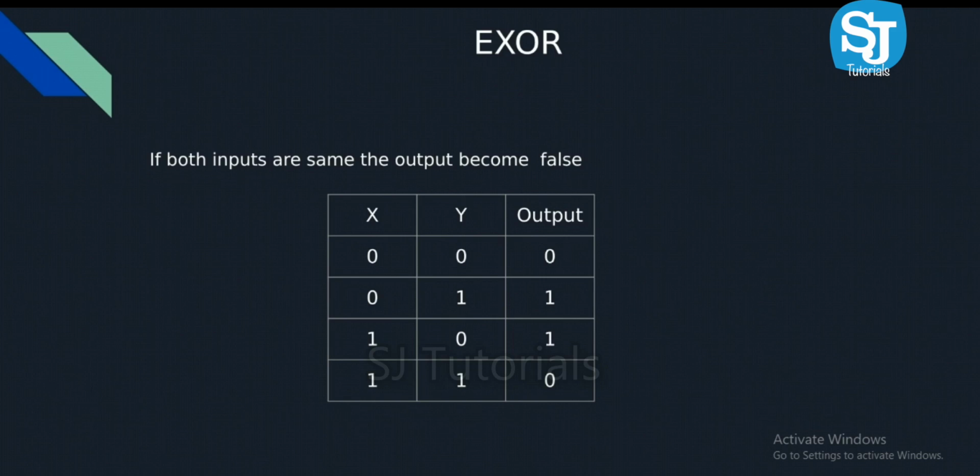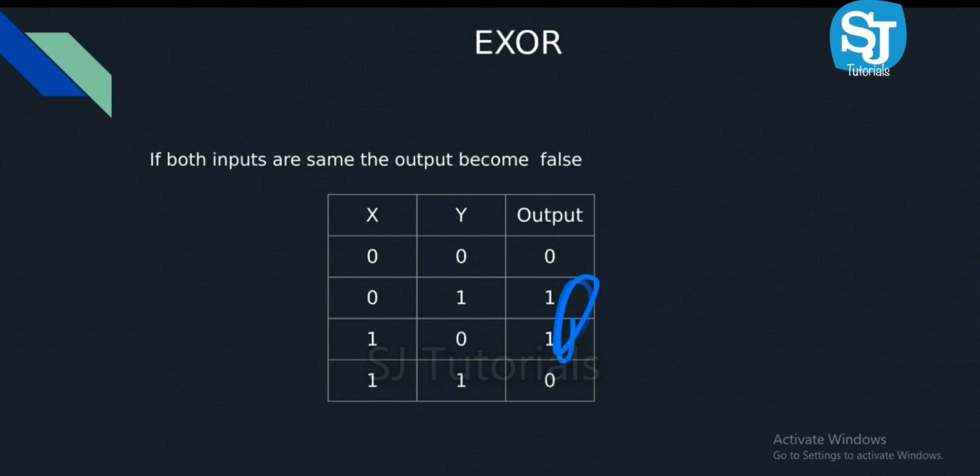XOR means if both inputs are the same, the output becomes false. Here both inputs are the same, and here also both inputs are the same. Inputs are X and Y. So X is 0, Y is 0, the output will become 0. X is 1, Y is 1, the output becomes again 0. In other cases, the output becomes high or 1.